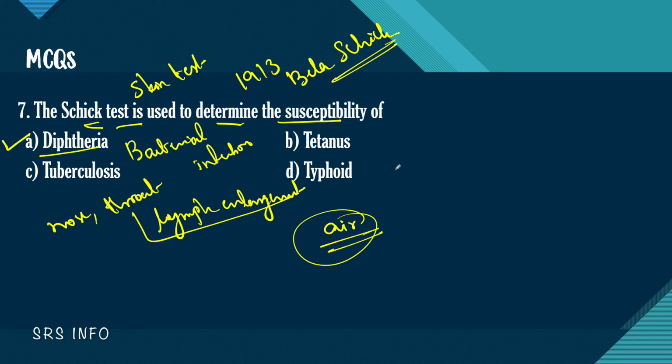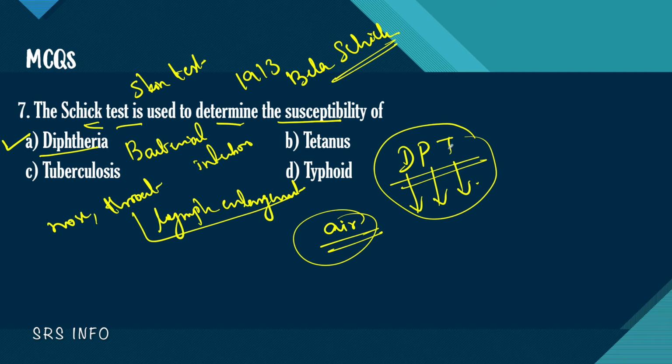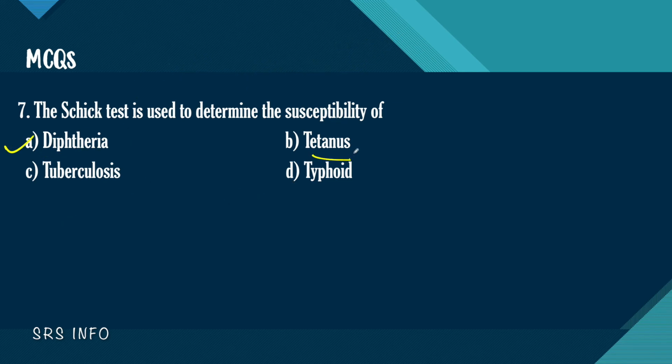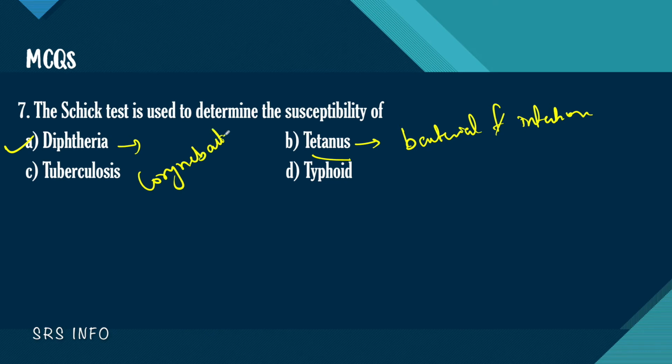Now, a vaccination is available for diphtheria. What is the vaccination? DPT: diphtheria, pertussis and tetanus, a multi-vaccination for multiple infections. And what about tetanus? Tetanus is also a very dangerous bacterial infection. Diphtheria is caused by Corynebacterium diphtheriae, the causative organism of diphtheria. Tetanus is caused by Clostridium tetani, which is also a bacterium.